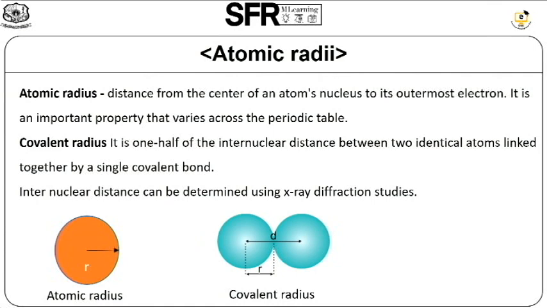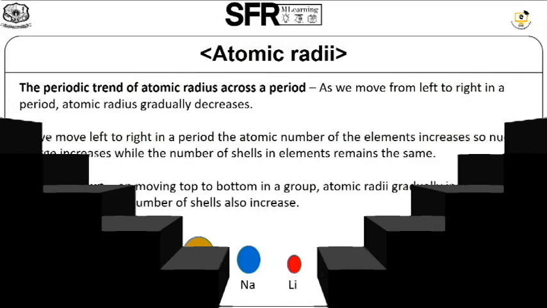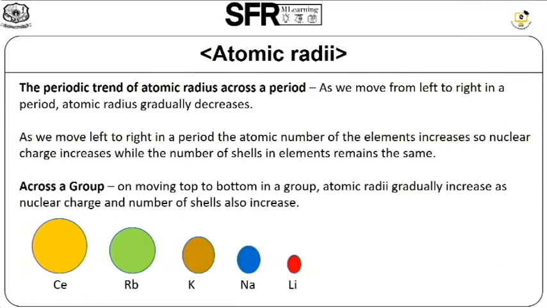Covalent radius. What is covalent radius? Two atoms which are linked together by mutual sharing of electrons form a covalent bond. The molecules that are linked together by means of a covalent bond have covalent radii. Covalent radius is one half of the internuclear distance between two identical atoms. The picture shows the atomic radii and the covalent radius, and it can be measured with the help of X-ray diffraction studies.